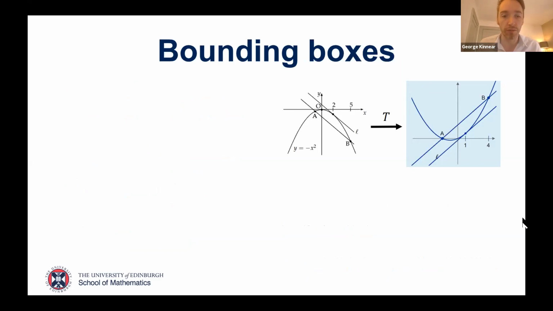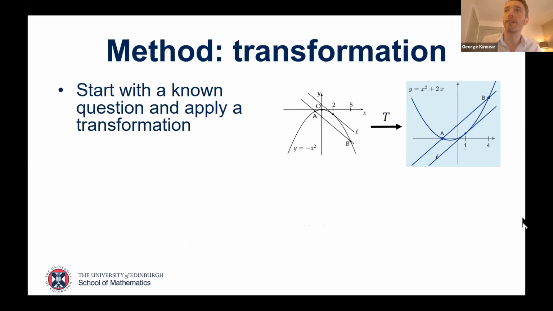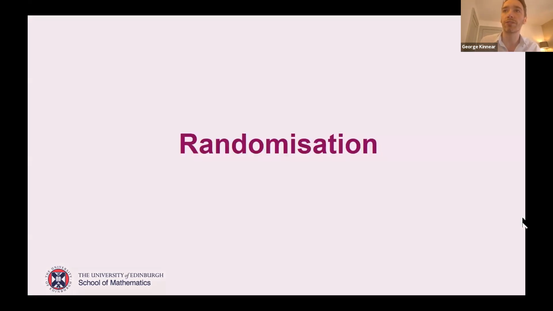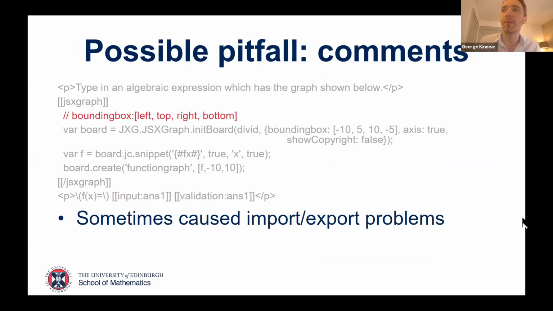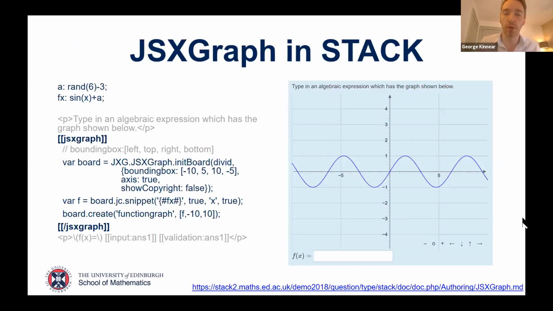Another wrinkle in all of this is dealing with the bounding boxes. So if I just whip back and show you the hello world example. This one here is just set to use a bounding box in JSXGraph that goes from the left, the top, the right, and the bottom. So it goes -10, 5, 10, -5. So that's the kind of window that we have here, going from -10 to 10 and -5 to 5. And that's been chosen so that all of the different random versions will appear in this plot.